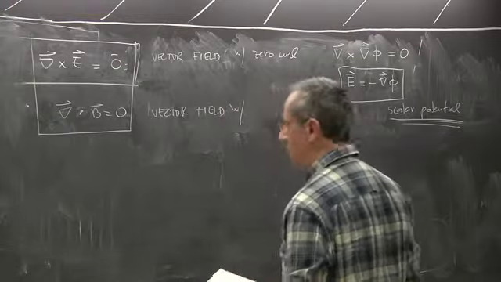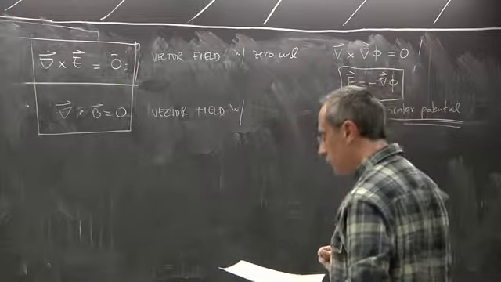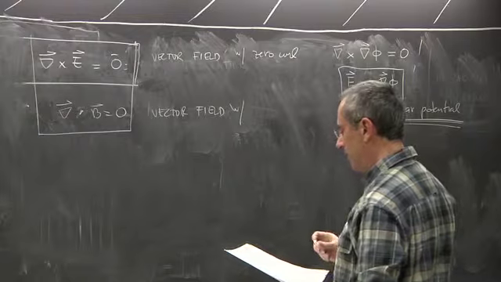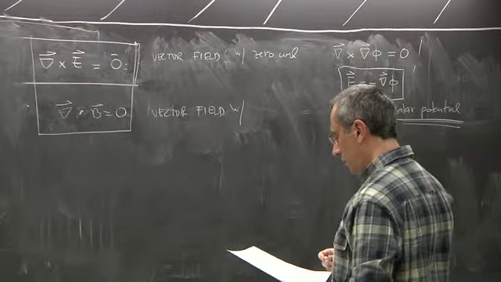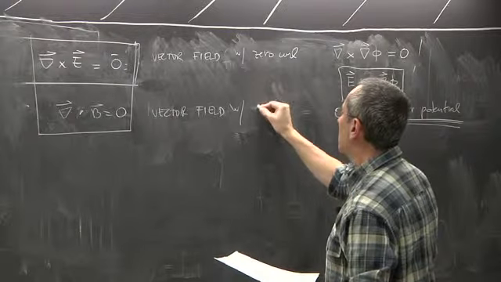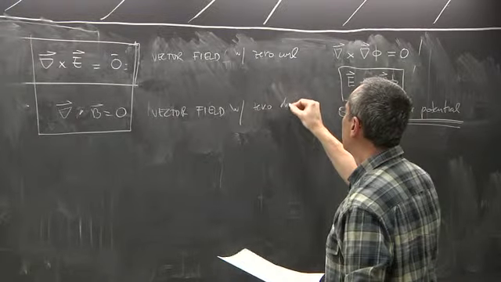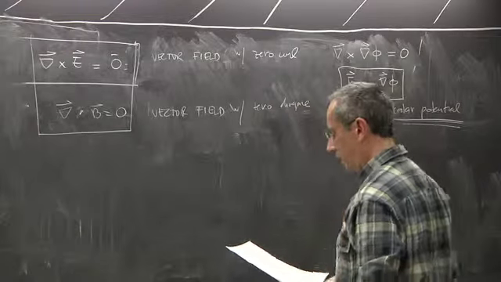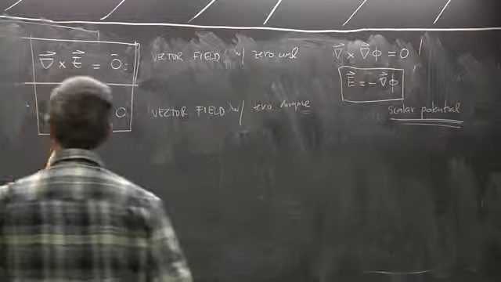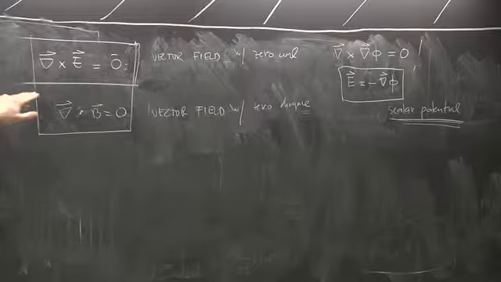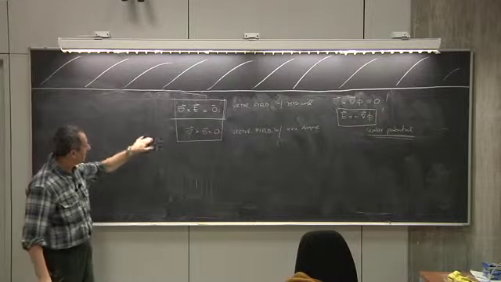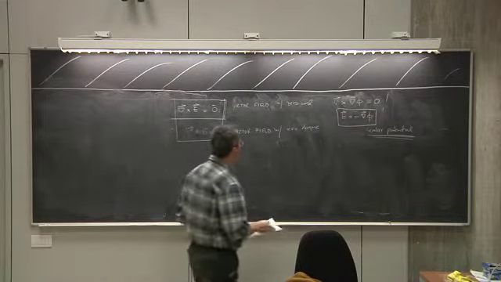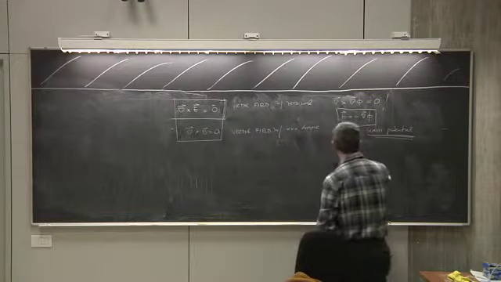But instead of having vanishing curl, it has zero divergence. And reciprocally, it has a given curl. So the electric field has a vanishing curl and a given divergence. The B field has a vanishing divergence and a given curl.